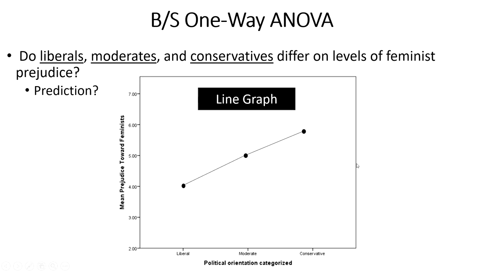So this is a new graph here, a new way of representing mean differences between groups. We could easily have a bar graph here where we have bars representing the mean score for liberals and the mean score for moderates and the mean score for conservatives. But line graphs are going to be really helpful when we transition from one-way ANOVA to two-way ANOVA in probably a couple weeks. So introducing the line graph here.